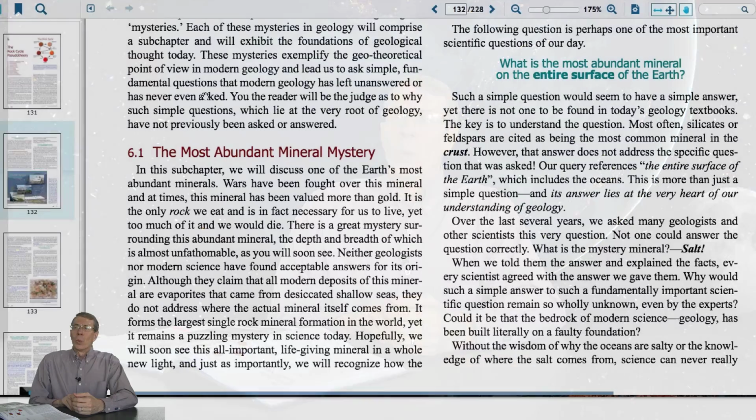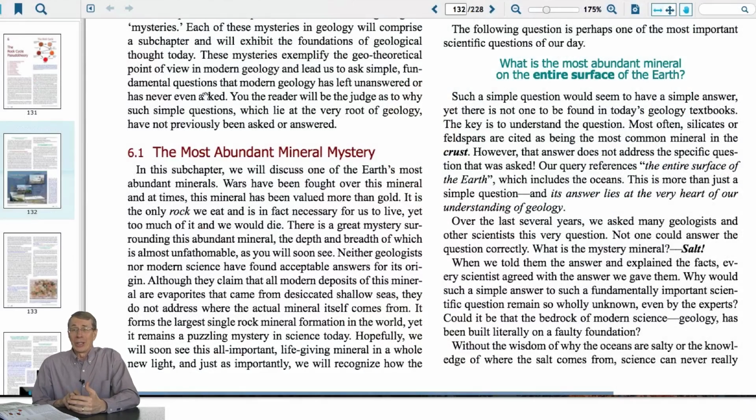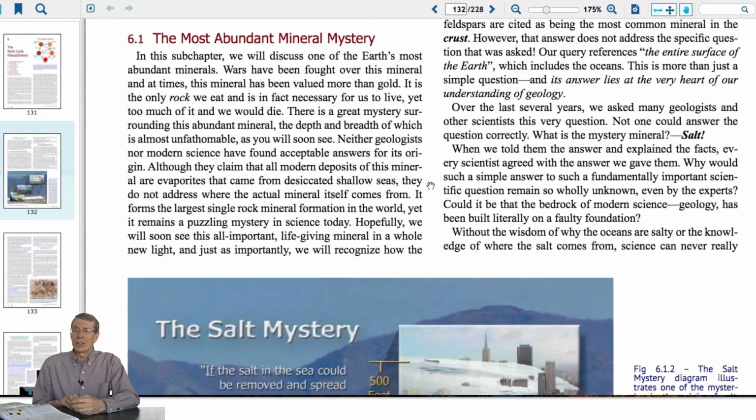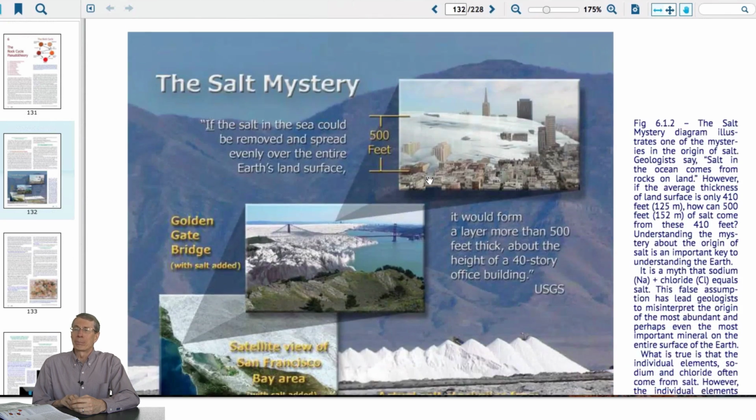So what we want to talk about is a very important, interesting question. What is the most abundant mineral on the entire surface of the earth? This question over here, you can see in the green words, is a very, very important question. And this most abundant mineral is called the salt mystery.